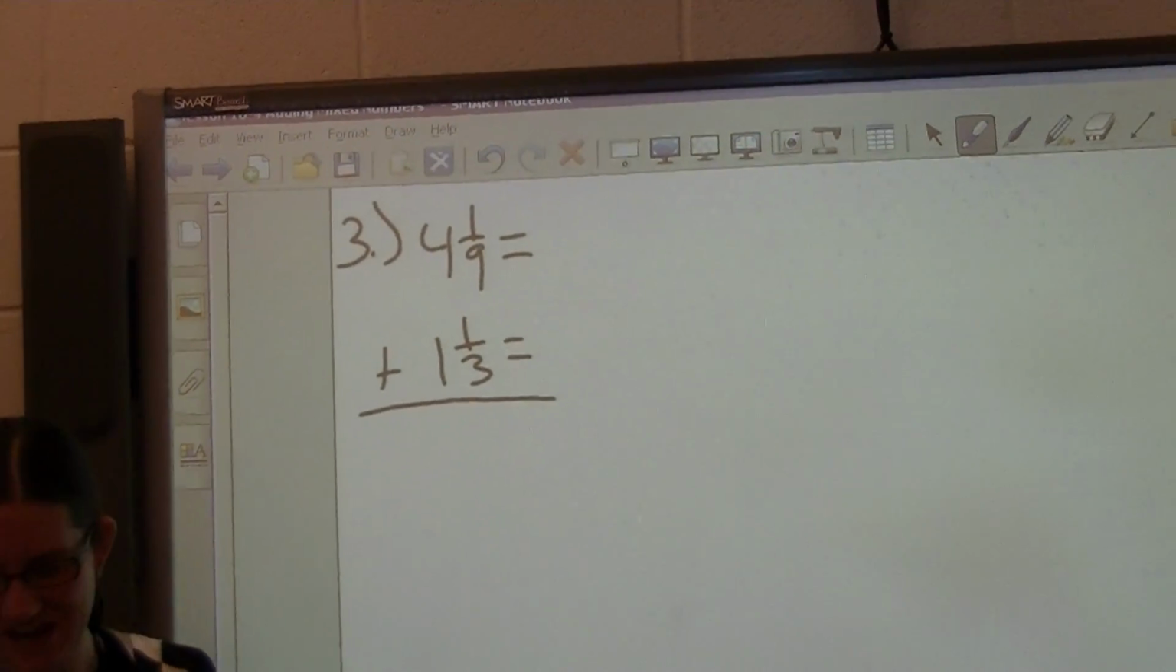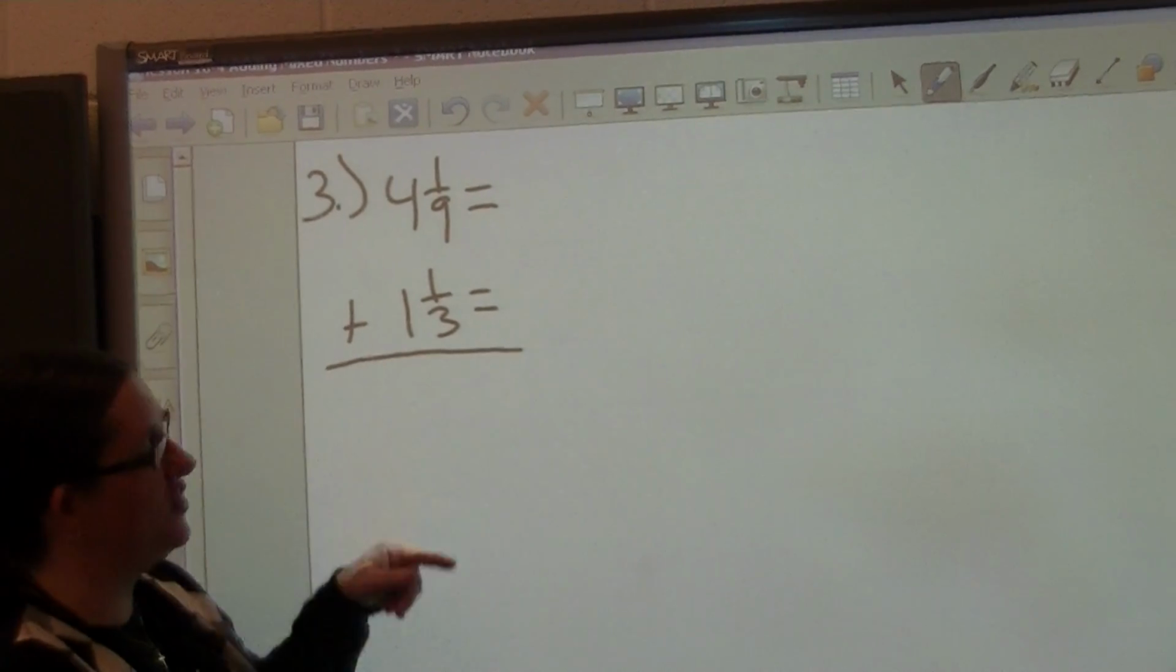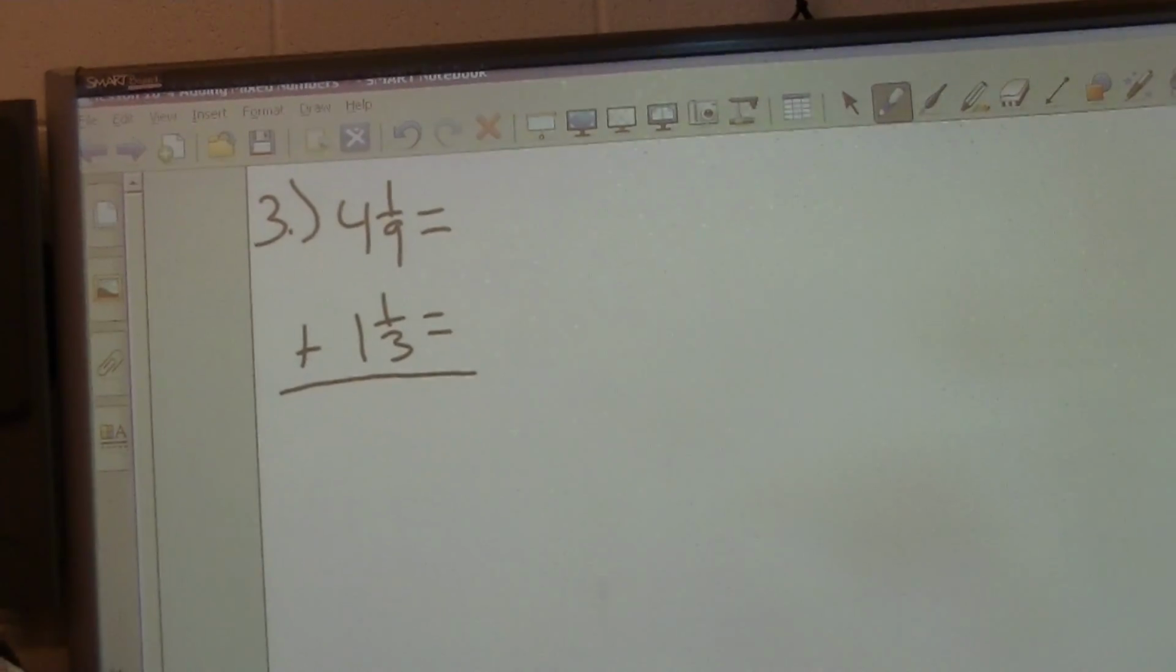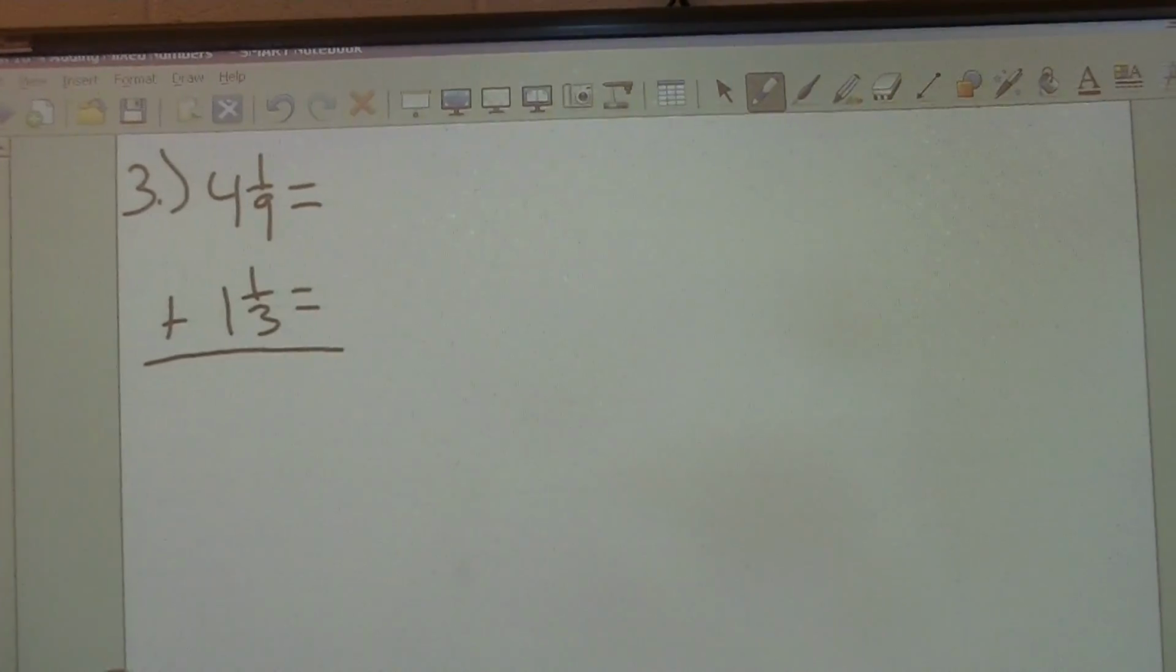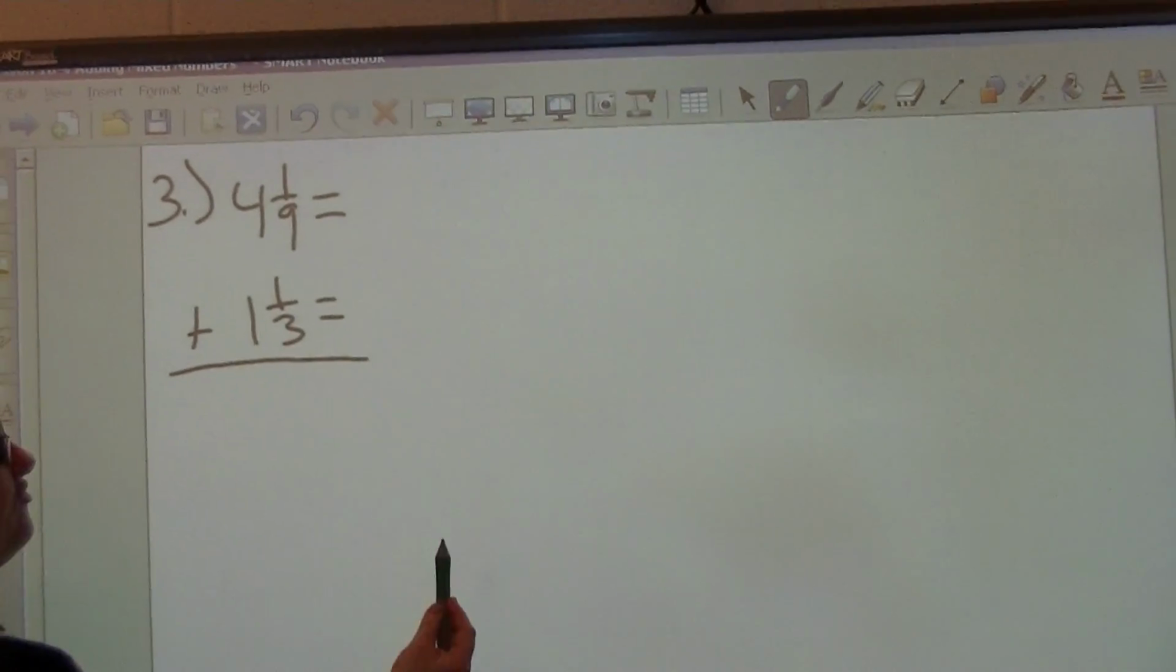Okay, fifth grade, let's look at number 3. We have 4 and 1/9 plus 1 and 1/3. Okay, first up, let's do our estimating to get our estimate. We have 4 and 1/9. Is that close to 4, 4 1/2, or 5?